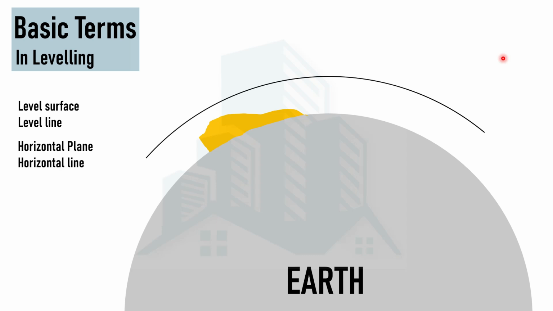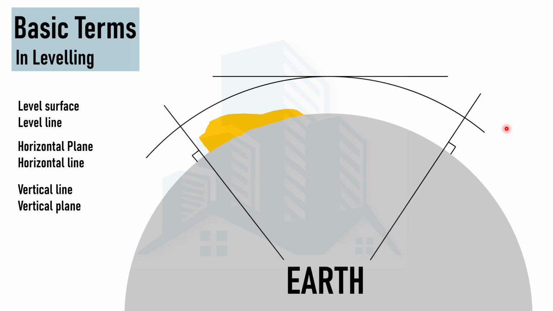How about horizontal plane and horizontal line? A horizontal line is the one which touches the level surface at any point, like at this point, or any point on the surface, like over here or over here. The line which just touches the level surface, or you can say the tangent line to the level line. So a horizontal line is one-dimensional, a horizontal plane or horizontal surface is two-dimensional. Vertical line and vertical plane. A vertical line is the one which is perpendicular to the earth's surface or the level line. So this could be one example of a vertical line, or a vertical plane if it is two-dimensional.